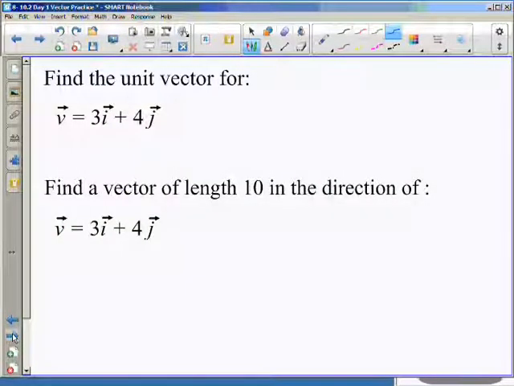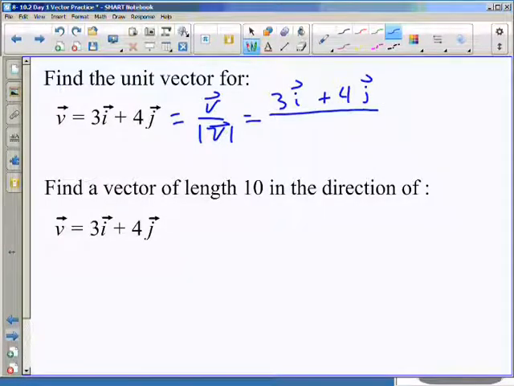So let's find a unit vector for vector v. In order to do this, we'll use our definition, which will look like vector v over magnitude of vector v. And we would get 3i plus 4j all over the square root of 3 squared plus 4 squared, which is 5, which would just give us 3/5 i plus 4/5 j. And of course we just did that.